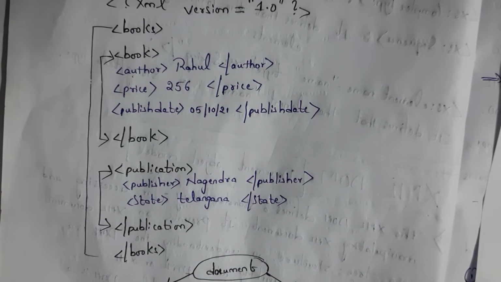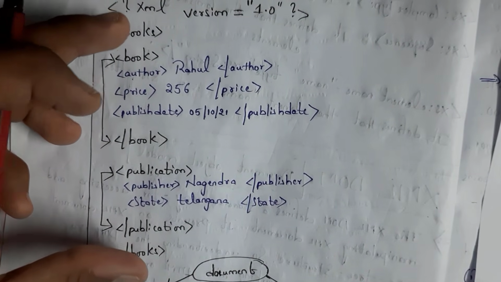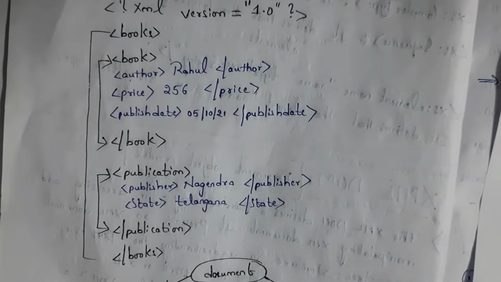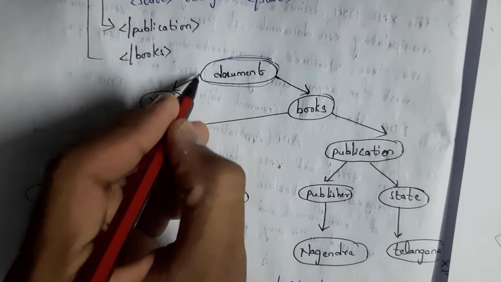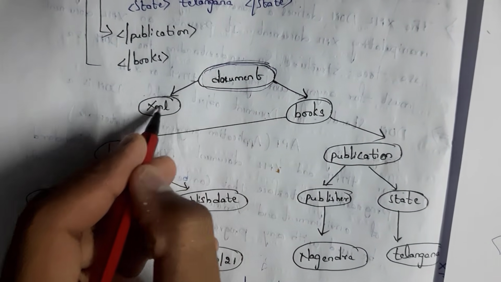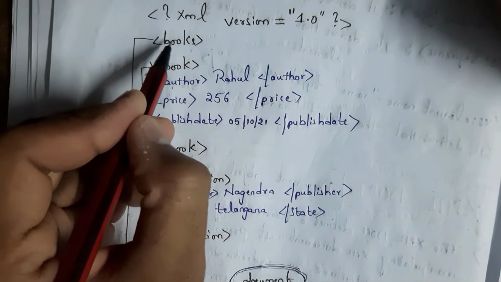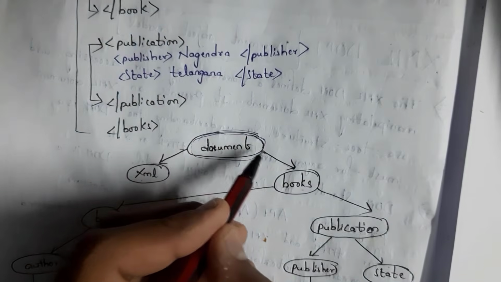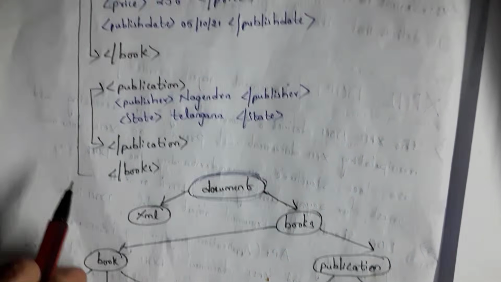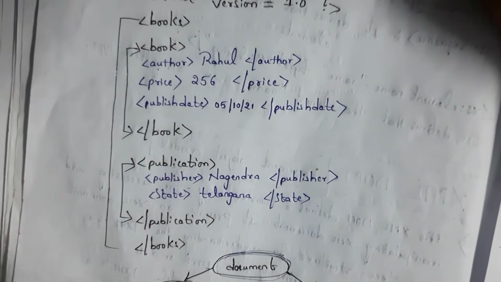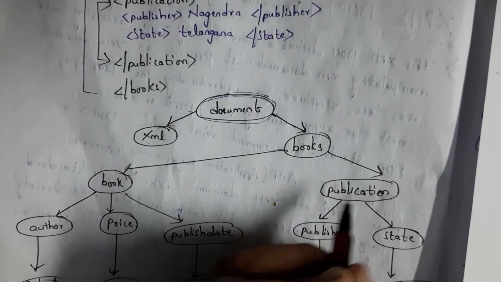By using this XML DOM, we can represent this entire program in the form of a tree structure. This is how we can represent that program. The first two nodes are common. The first one is document, and this document type is XML, and at first I opened the books tag. So here we need to write books. Books contains another two tags. The first one is book and the next one is publication. So here I gave book and publication.